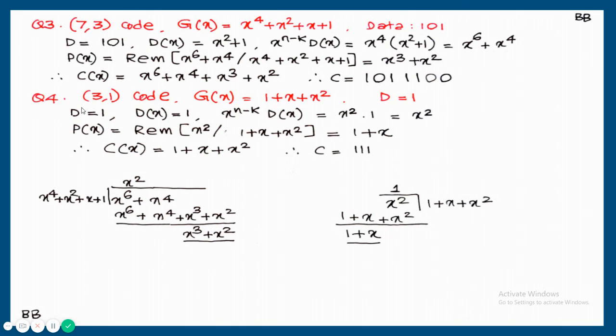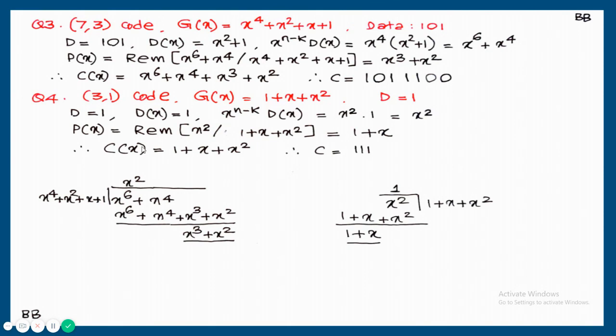Example number 4. 3,1 code. G of x is 1 plus x square. D is equal to 1. So that is converted into polynomial. Polynomial is also 1. X raised to n minus k into d of x is, 3 minus 1, 2. So x square into 1, that is x square. Now p of x is remainder of x square divided by 1 plus x square. The division I am showing here, the remainder is 1 plus x.